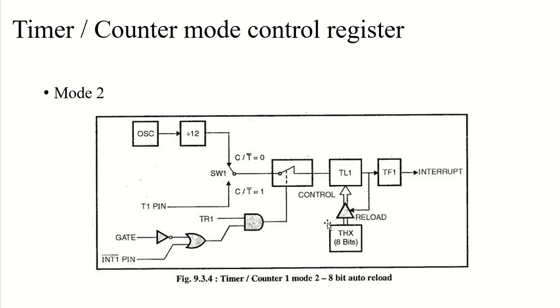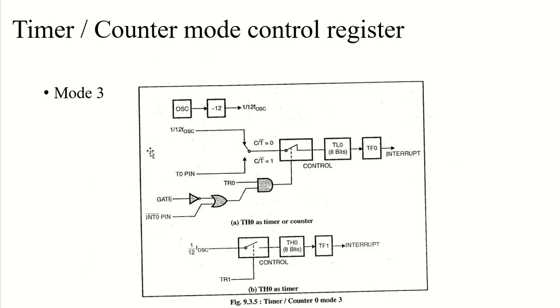counter, and when the timer starts working, it will overflow. This will set the timer interrupt flag TF1, and it will also reload the content of TH1 into TL1, right, from TH1 to TL1. And this reloading operation will not alter the contents of TH1. Okay. And the 1 by 12 oscillator frequency that you are seeing here as well, the C by T ratio.